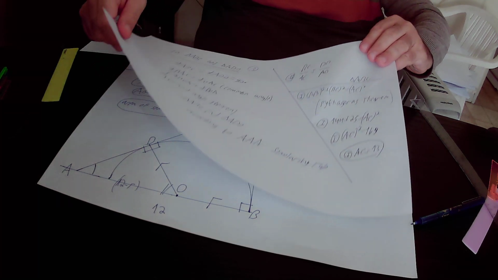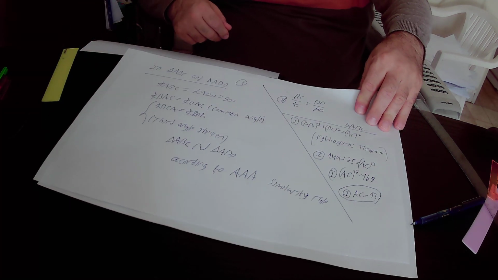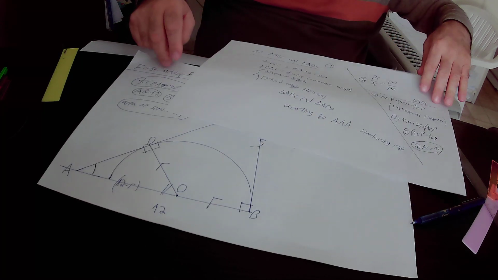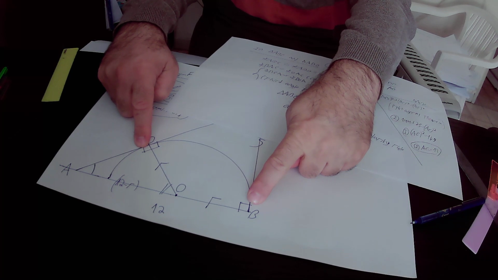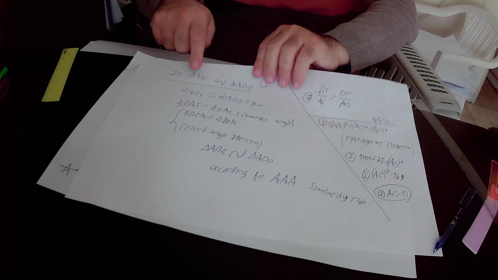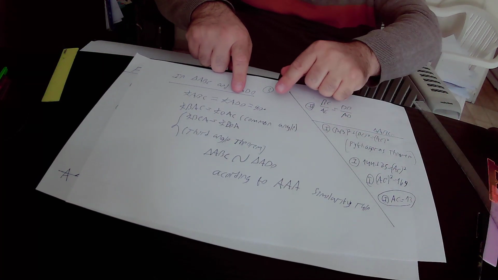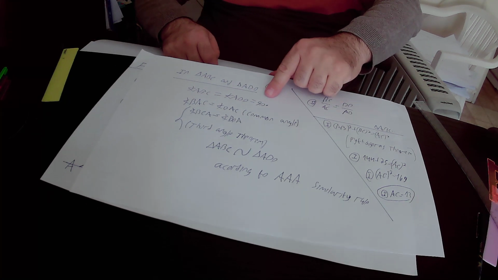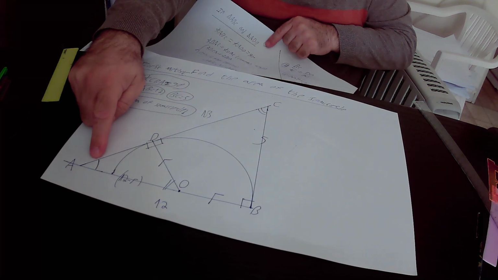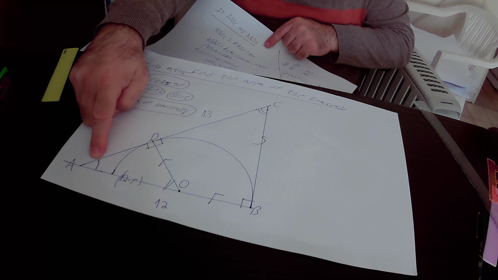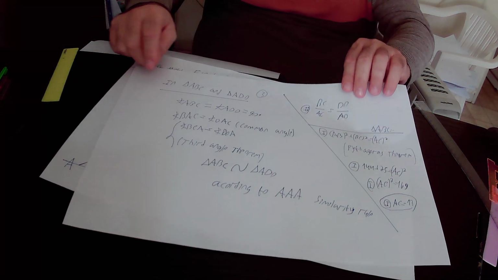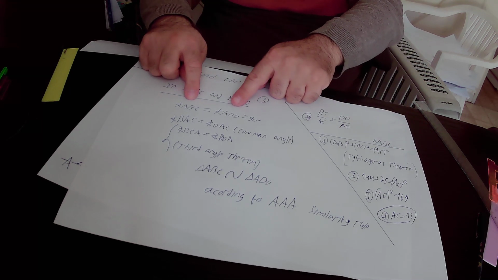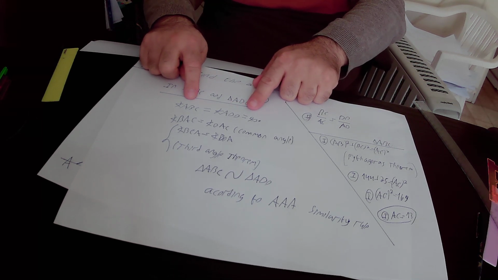Why are they similar to each other? First of all, we know that those two angles are right angles, so they are equal to each other. Angle ABC equals angle ADO, they are both equal to 90 degrees. This angle is a common angle, it belongs to both triangles, so this angle equals itself. Angle BAC of triangle ABC equals angle DAO of triangle ADO.